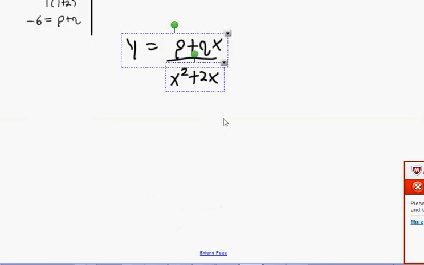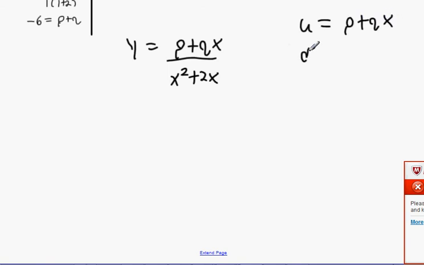So what's going to happen here is we're going to get u equals p plus qx. Can anybody tell me what the du/dx is?